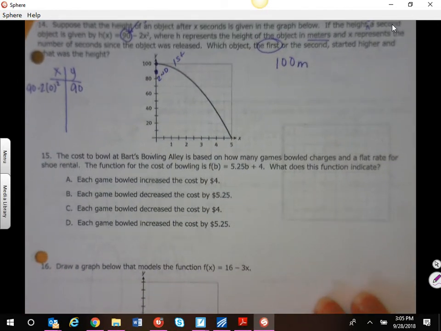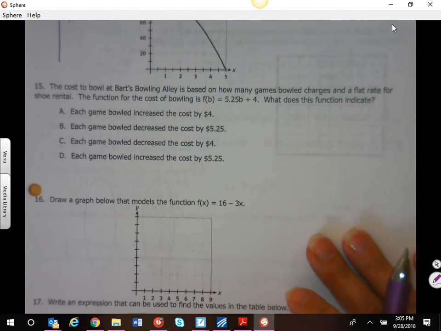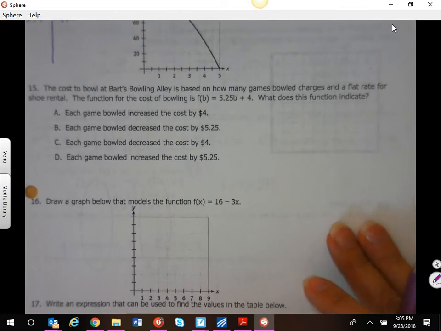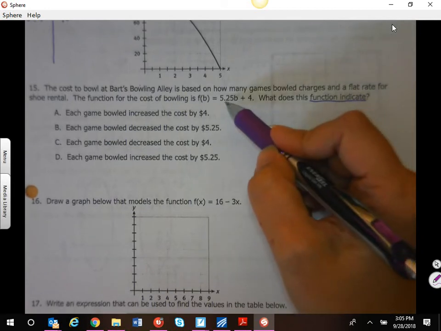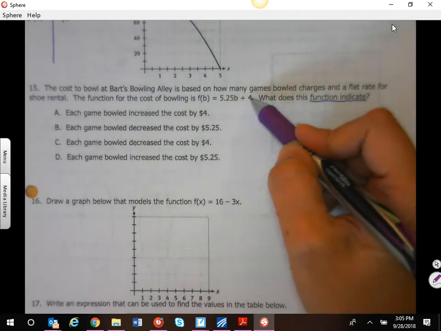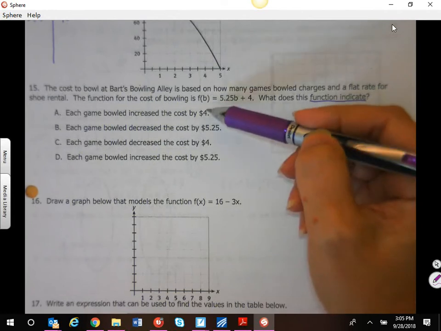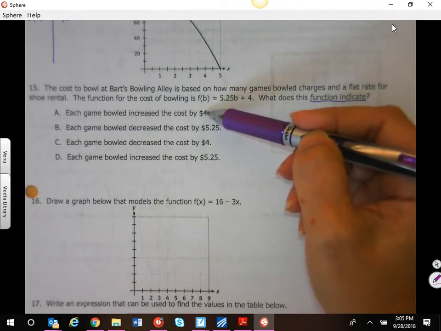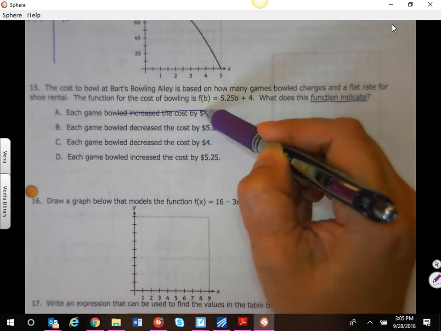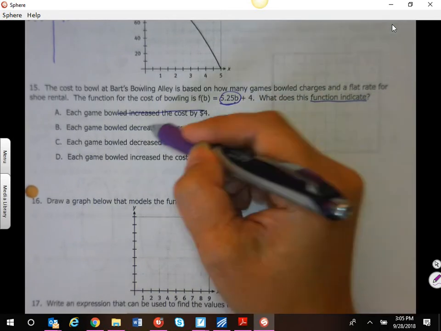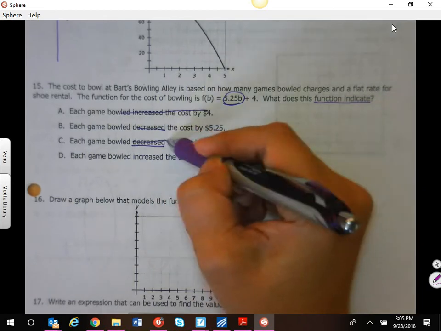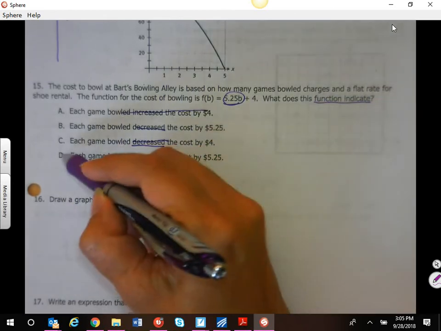We're back at Bart's Bowling Alley. They're giving us the equation, the function. What does the function indicate? Well, this is $5.25 each game, and we're starting at $4. So read carefully. Each game did not increase by 4. We said it increased by $5.25. This says decrease, so that's definitely not correct. Increased by $5.25, yes.